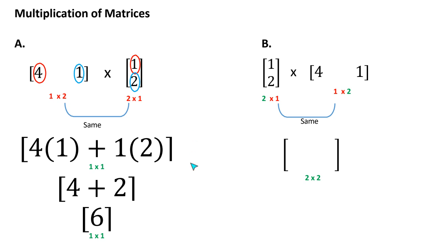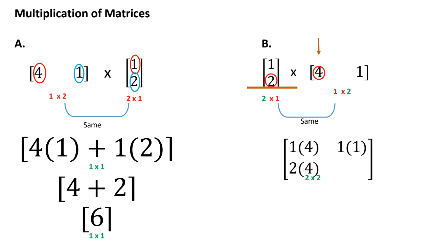We're going to take the first row. So the first row is just the number 1 times the first number, which is 4. So 1 times 4 is 4. And then we're going to take that first row times the second number. So 1 times 1 is going to be 1. So let me start over. 1 times 4, 1 times 1, and then the next row, we go 2 times 4, and then 2 times 1.